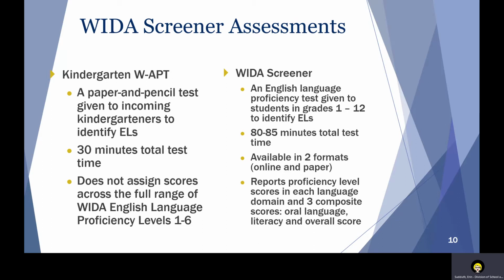The WIDA screener is an English language proficiency or ELP test given to students in grades 1 through 12 to identify ELs. It's approximately 80 to 85 minutes total test time, and it's available in 2 formats, online and paper. However, online is the more commonly used format. The WIDA screener reports proficiency level scores in each language domain, as well as 3 composite scores: oral language, literacy, and overall score.